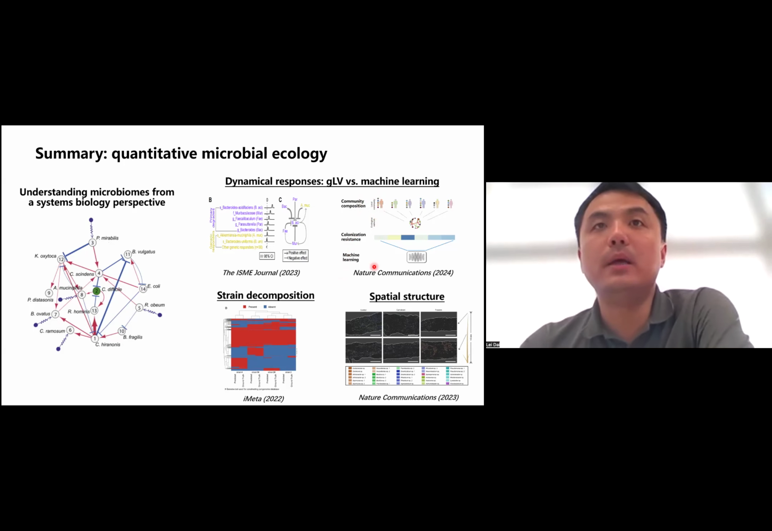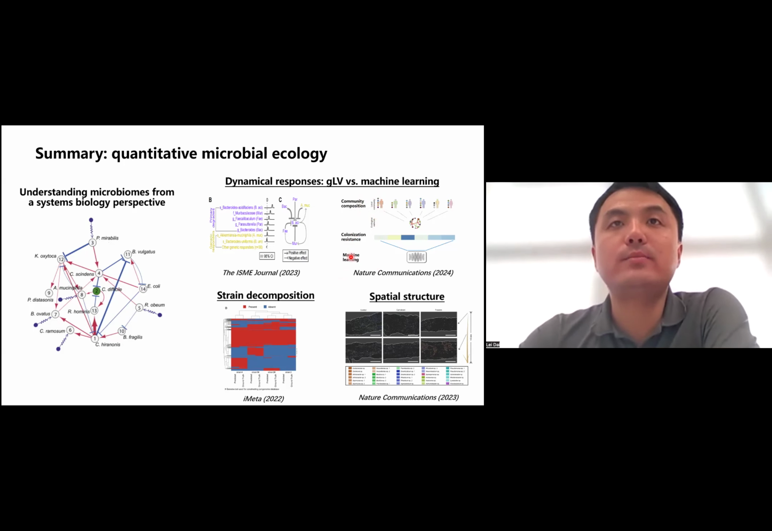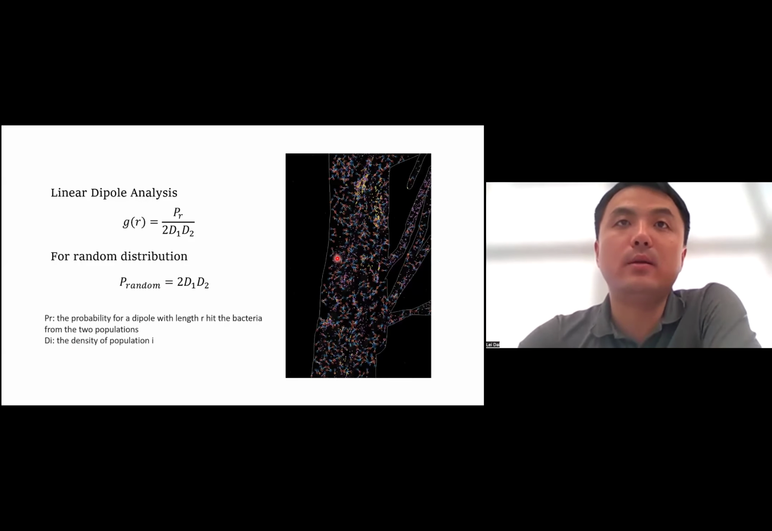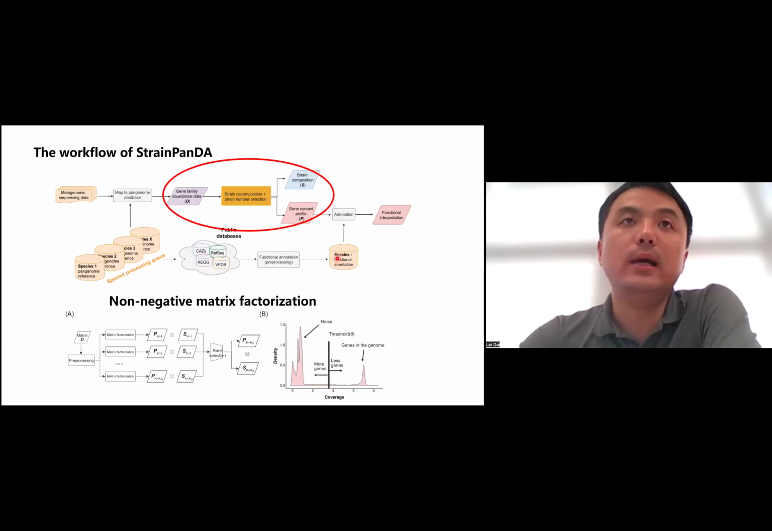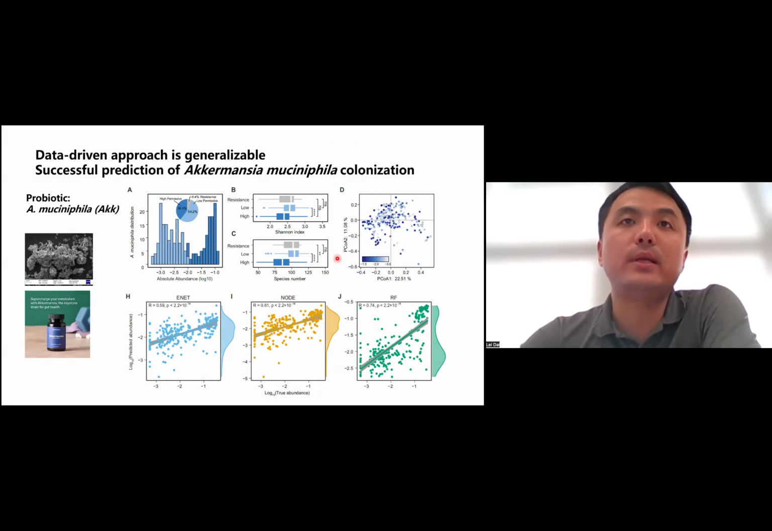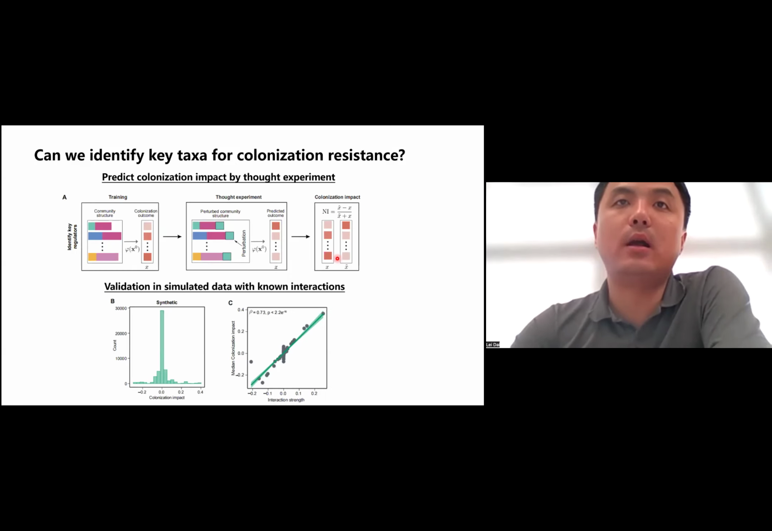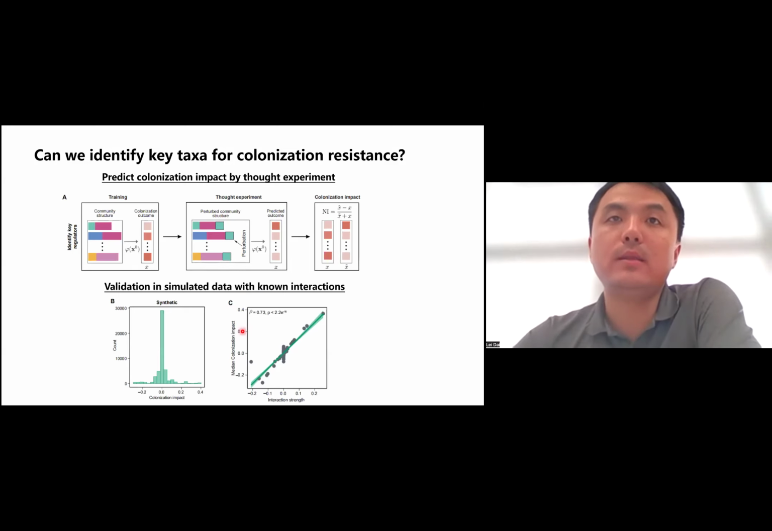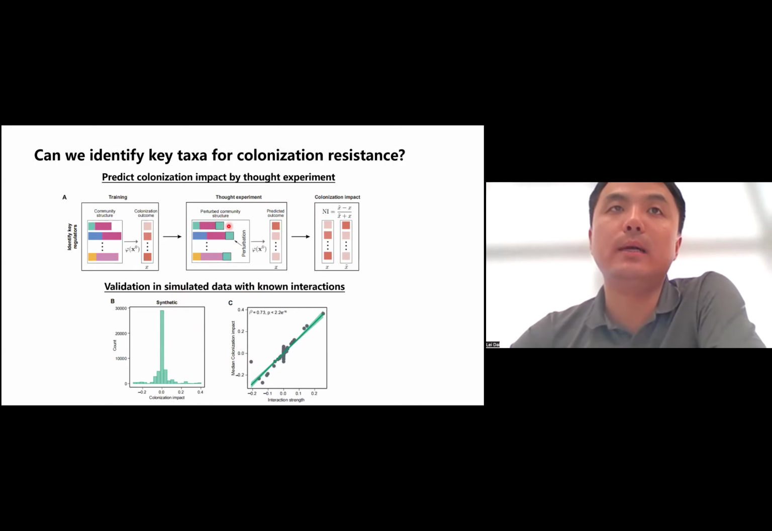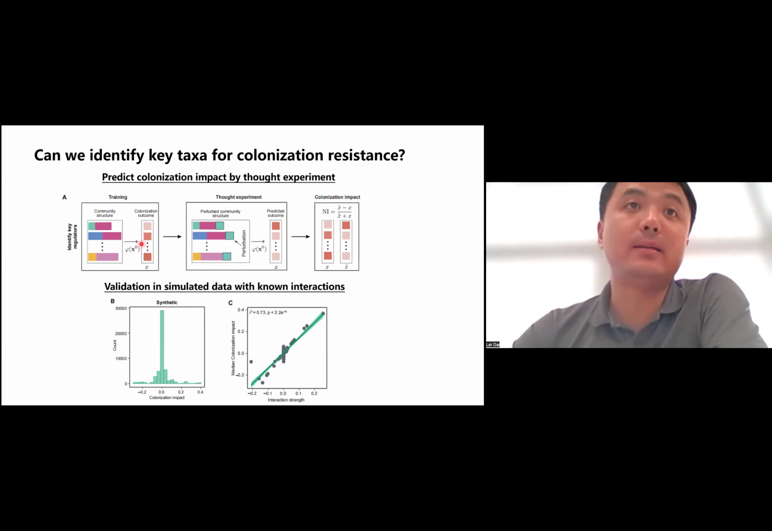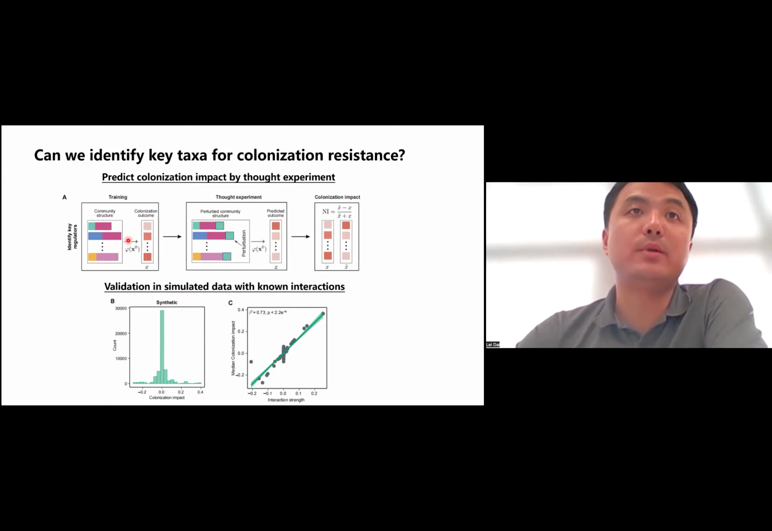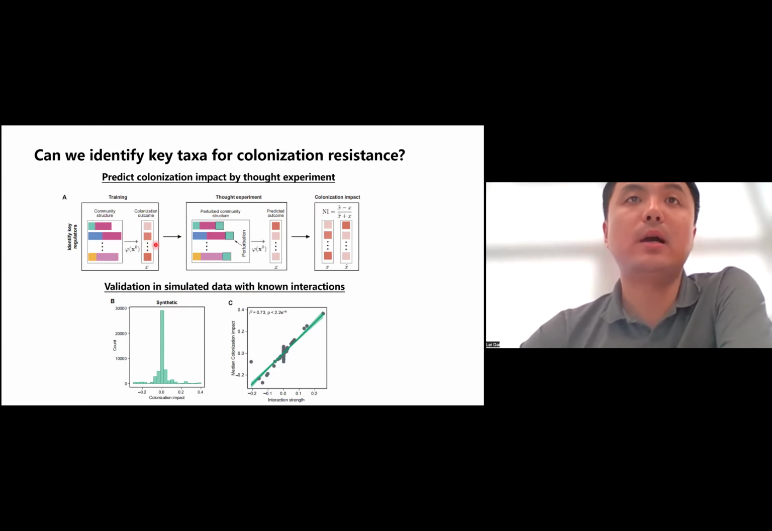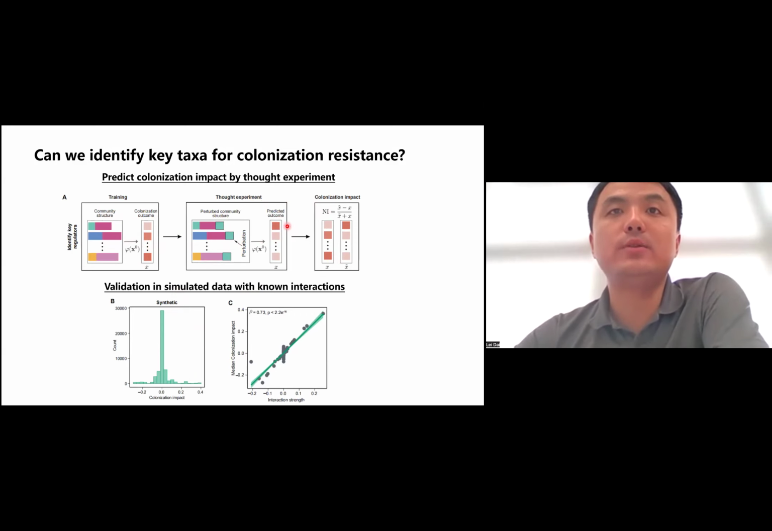But I think your question probably stems from the one slide I showed about how I can predict which species are inhibitors, right? So in this case, what we found was that if we do this thought experiment, we train the model and then we already have that mapping between community composition and the colonization outcome. So we remove each species and see how the outcome changes.